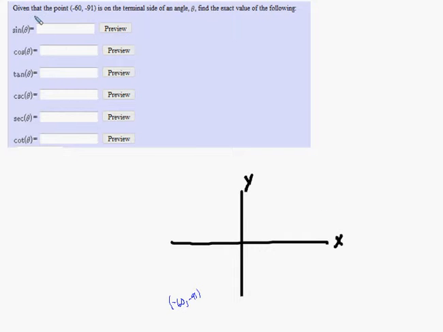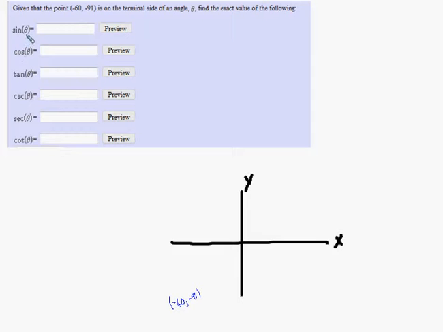In this problem, we're given that the point negative 60 comma negative 91 is on the terminal side of an angle theta, and we need to find the exact value of the following trig functions. So I'm going to do the first couple and hope that you can do the rest on your own.